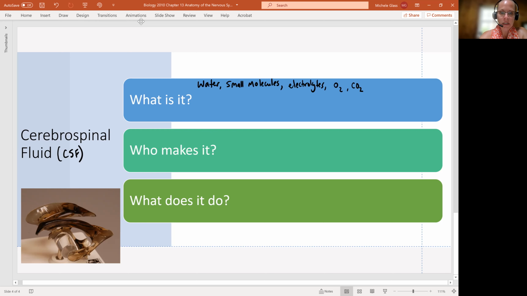It's going to be found in brain ventricles. It's going to be found in the central canal of the spinal cord. And it's going to be found in the subarachnoid space.